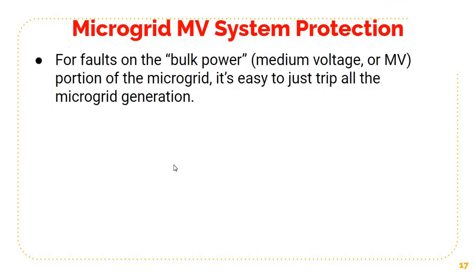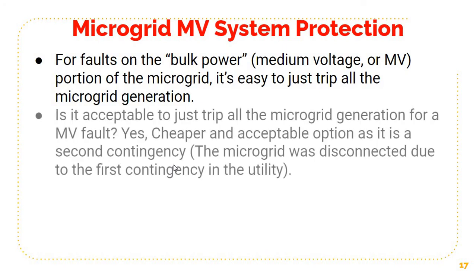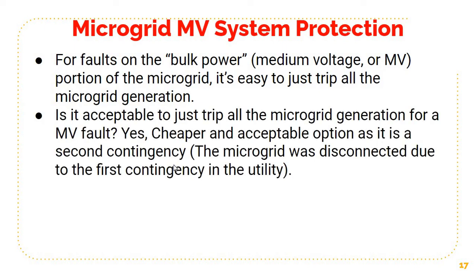So for faults on the MV side of the microgrids, it's easy to just trip all the microgrid generation. You just trip everything. But is it acceptable to trip all the microgrid generation for an MV fault? Yes, because it is cheaper and acceptable, because it is a second contingency. The first contingency is already the microgrid is disconnected from the utility, and the second contingency is an MV fault. So during a second contingency, it is better to trip all the microgrid generation.